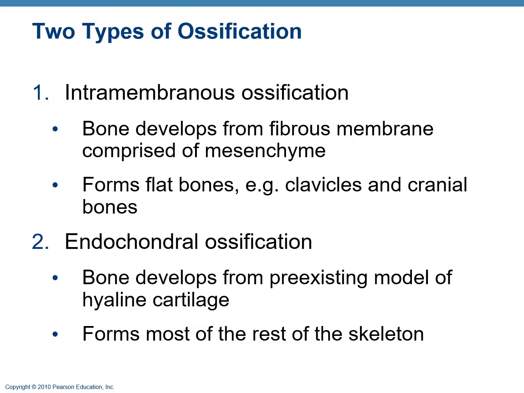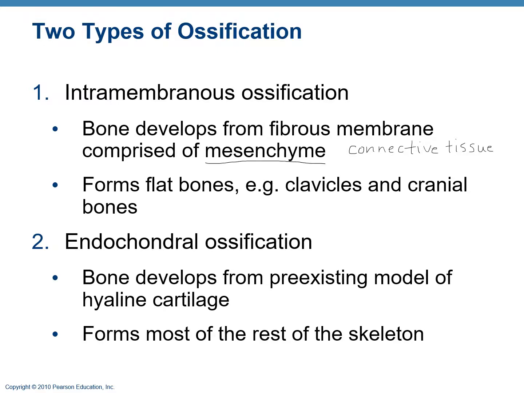Intramembranous ossification is when bone develops from fibrous membrane comprised of mesenchyme, and mesenchyme is a type of connective tissue that is common in undifferentiated tissues of the fetus, for example. So mesenchyme can kind of be the starting material for different types of mature tissues.